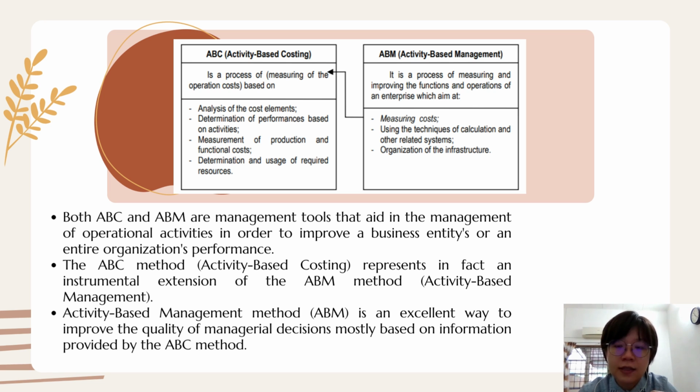The ABM method is an excellent way to improve the quality of managerial decisions, mostly based on the information provided by the ABC method. The ABM method permits the proper allocation of the resources to activities, helps to improve production and reduce costs as well, based on the analysis done through the ABC method.